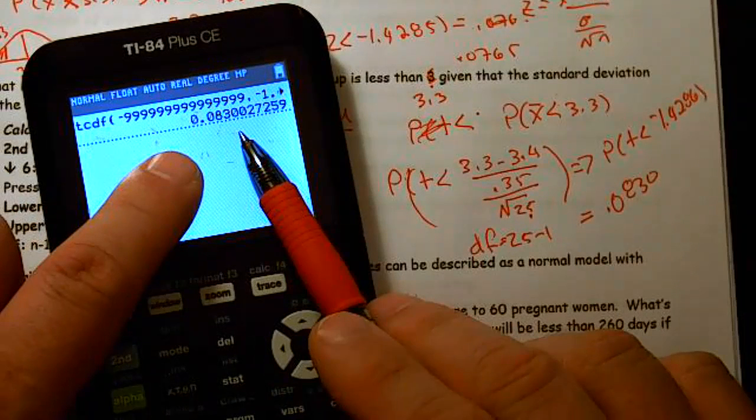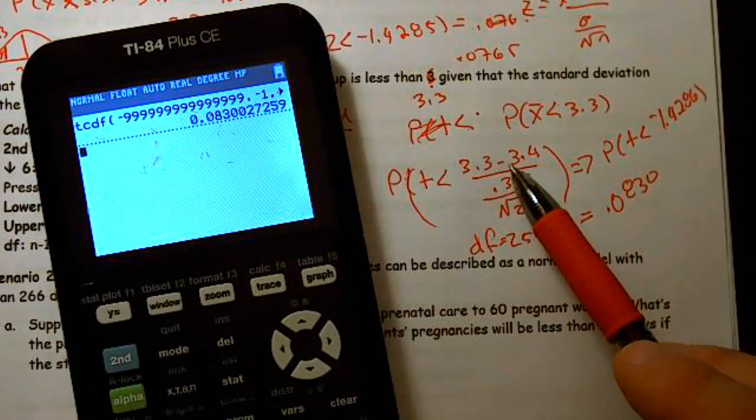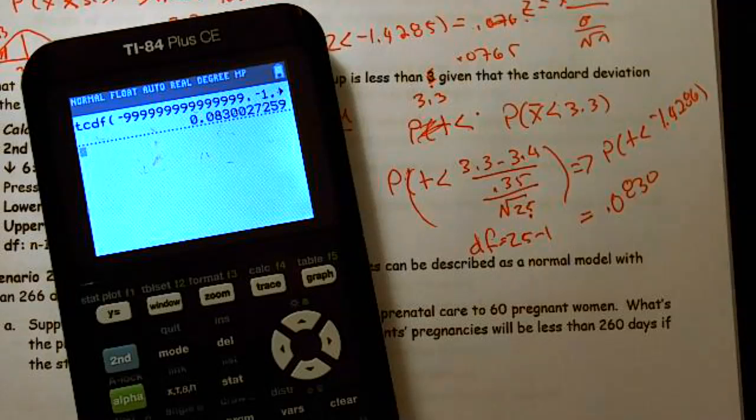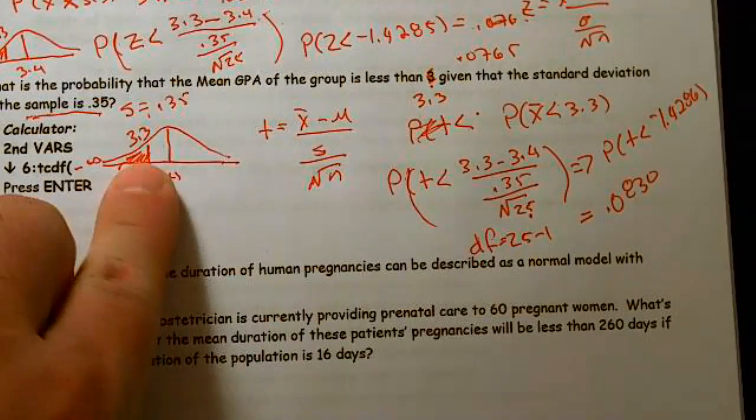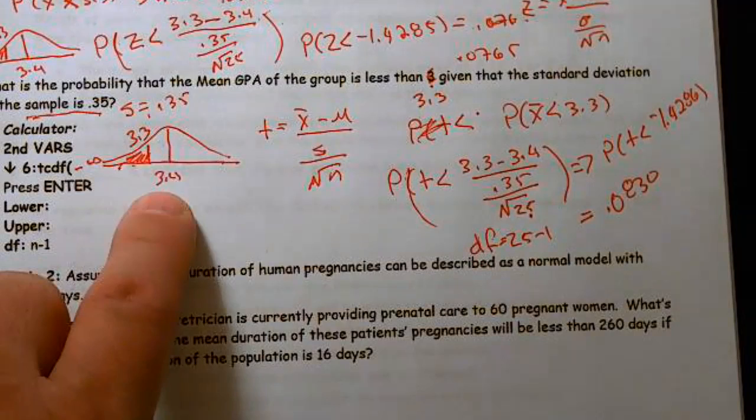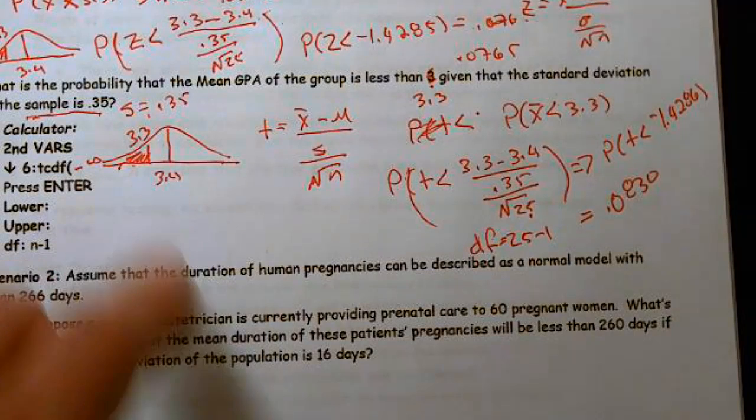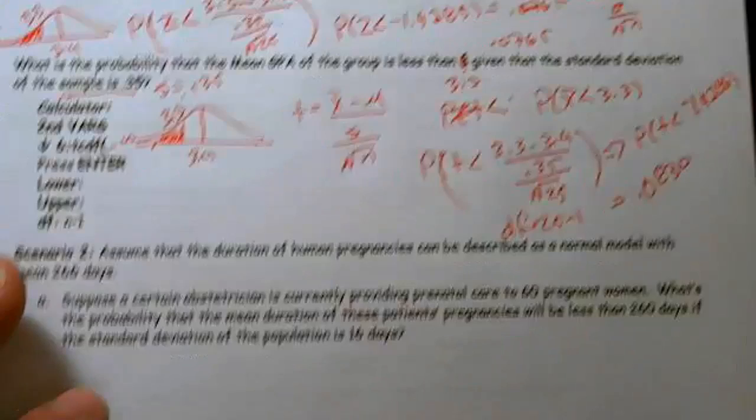Now to use that, I can't use actual values. With the normal, we got to use actual values. With the t, we actually have to convert it to the t distribution if we're going to use tcdf. So in general, I think it's a little bit easier doing the t-test.